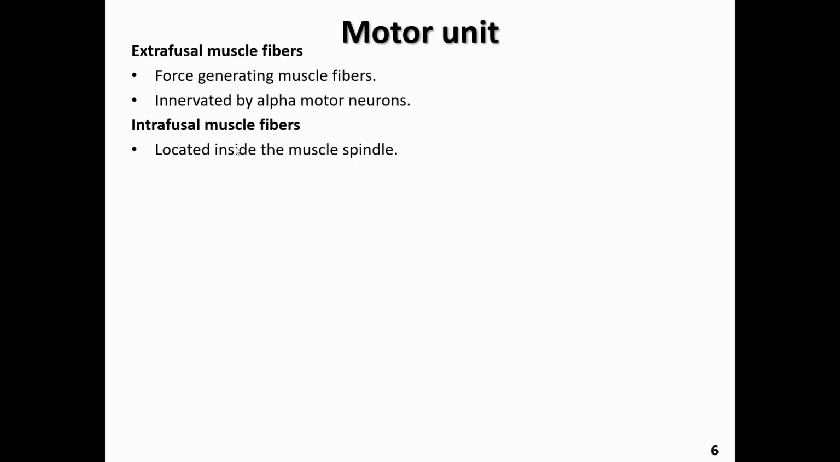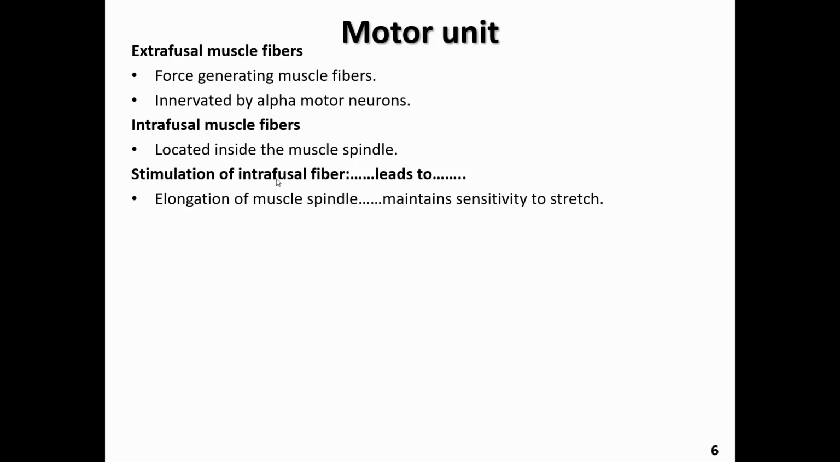So the extrafusal muscle fibers, once again, are the force-generating muscle fibers. These are innervated by alpha motor neurons. The intrafusal muscle fibers are located inside the muscle spindle. And when the intrafusal muscle fiber is stimulated, that will lead to an elongation of the muscle spindle. And when the muscle spindle is elongated, its overall function is that it maintains the sensitivity to stretch.